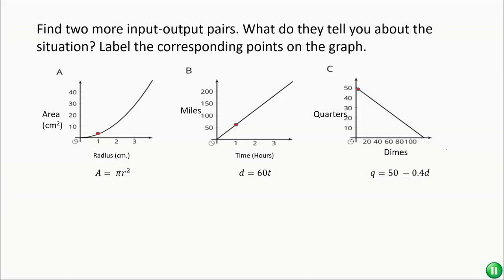Now, find two or more input-output pairs. What do they tell you about the situation? Label the corresponding points on the graph. So go ahead and pause the video. Do the same thing from here on out. Okay? Ready, set, go.